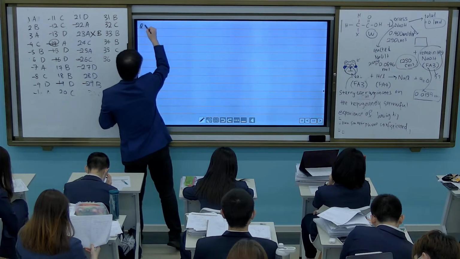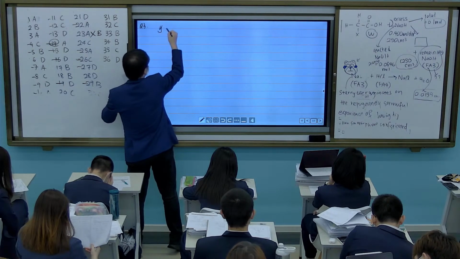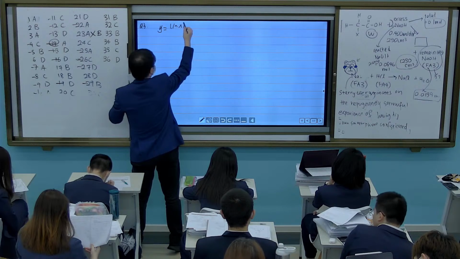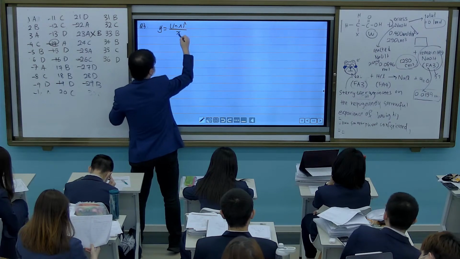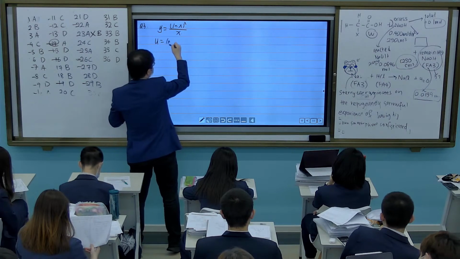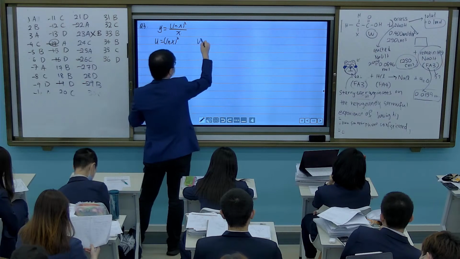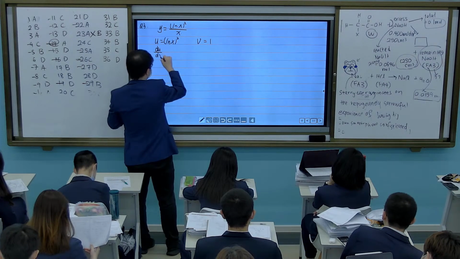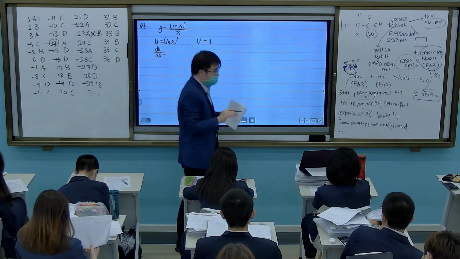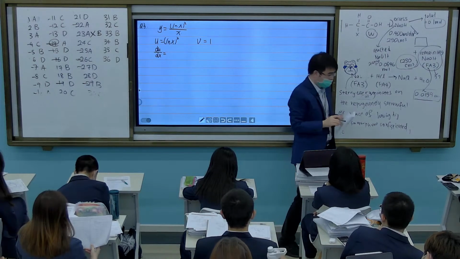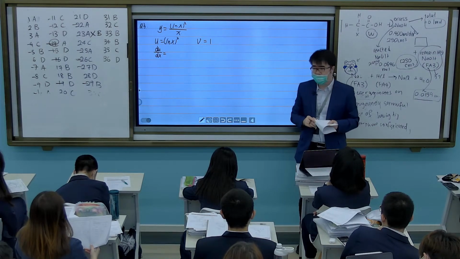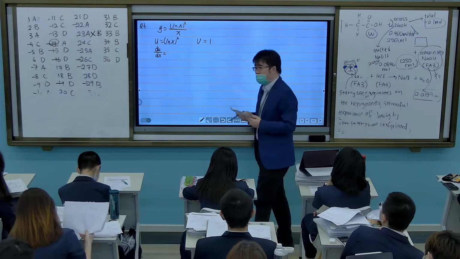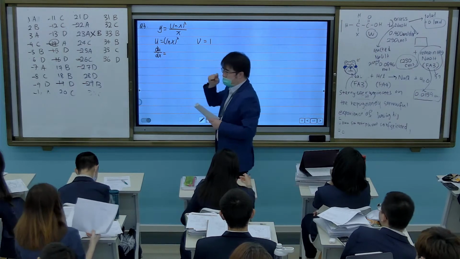So for this one, we can take (ln x) squared as u and 1 over x as v. So u equals (ln x) squared, then v equals 1 over x, okay? So now what is du over dx? dv over dx is easy to get, right? Okay? So what is du over dx?